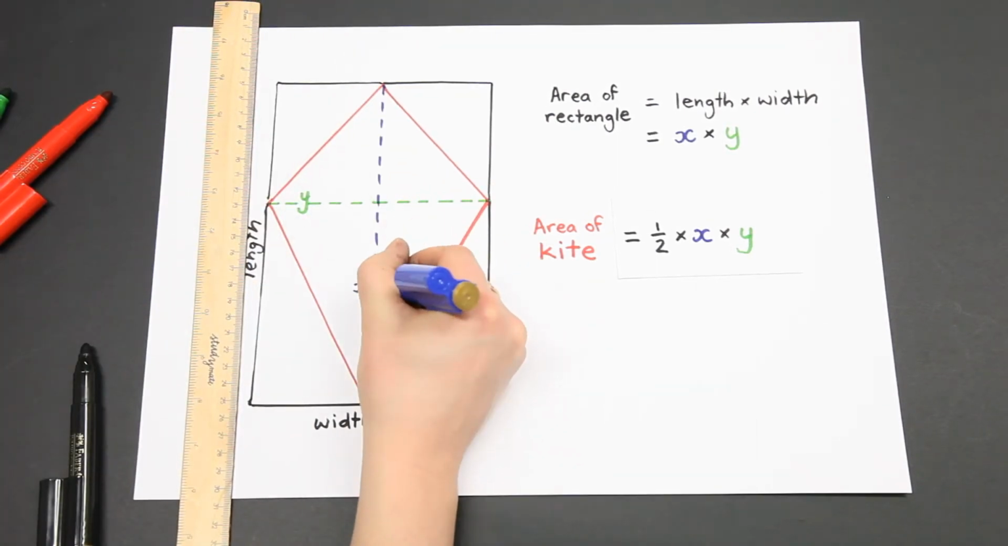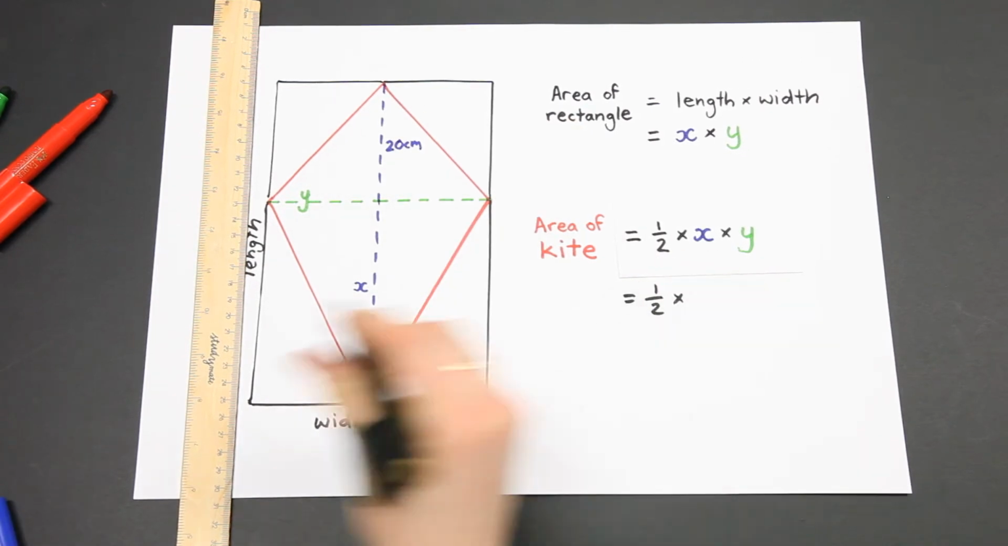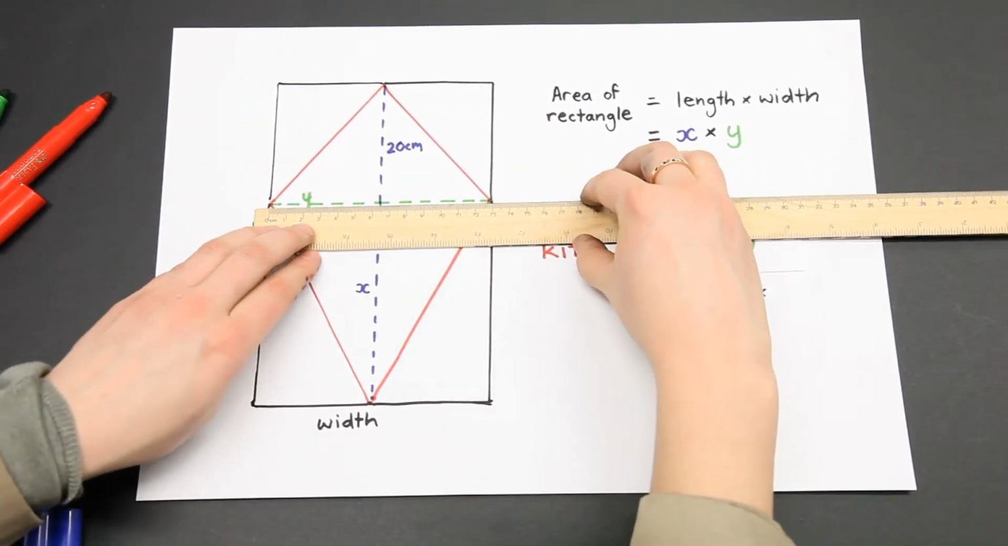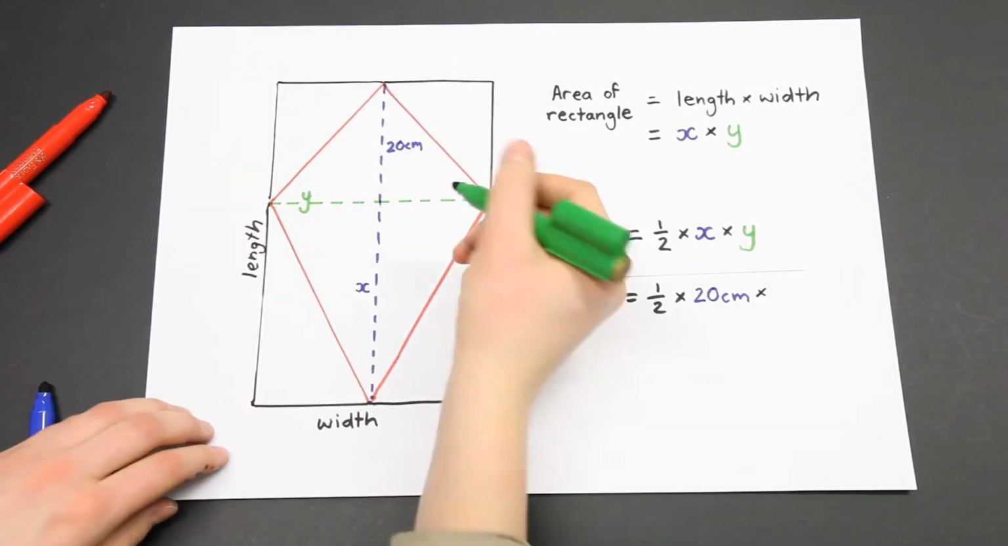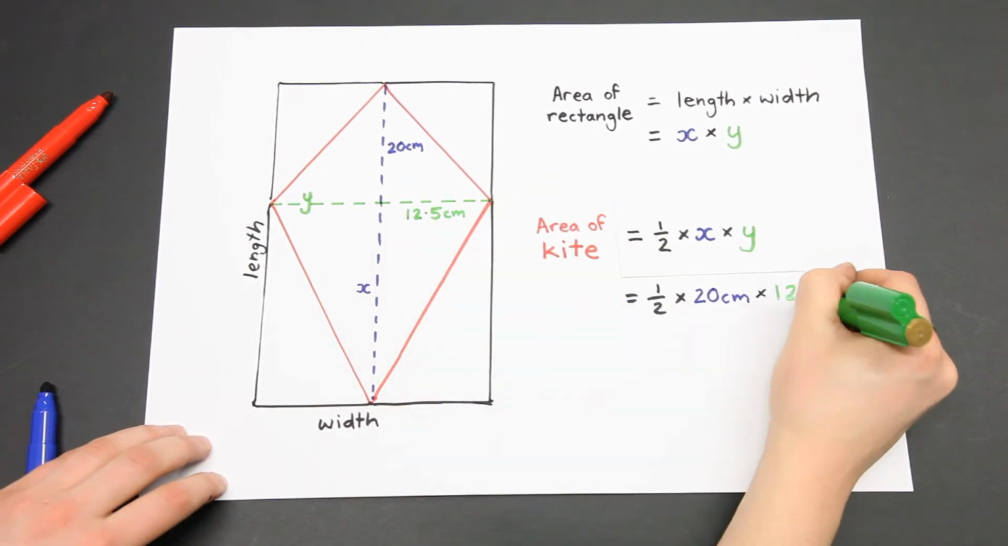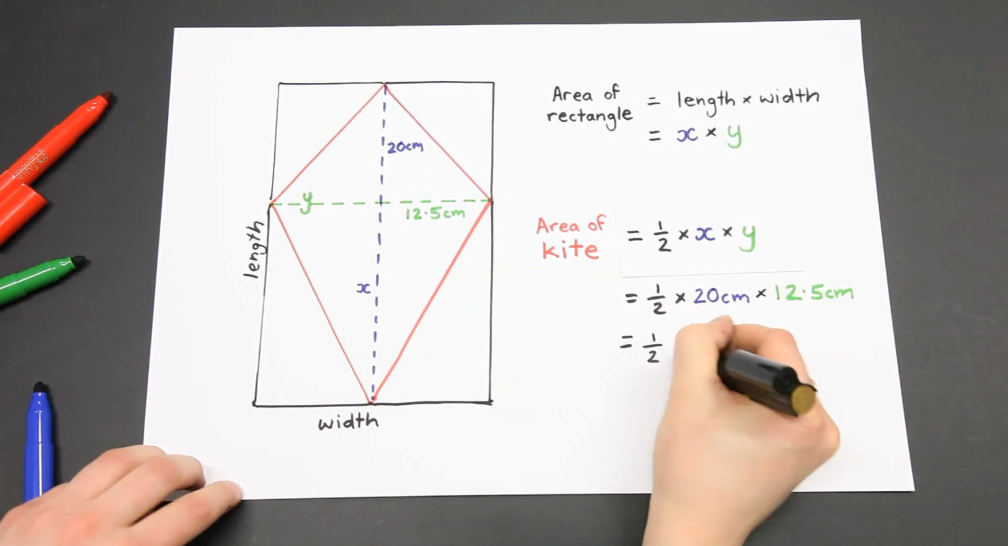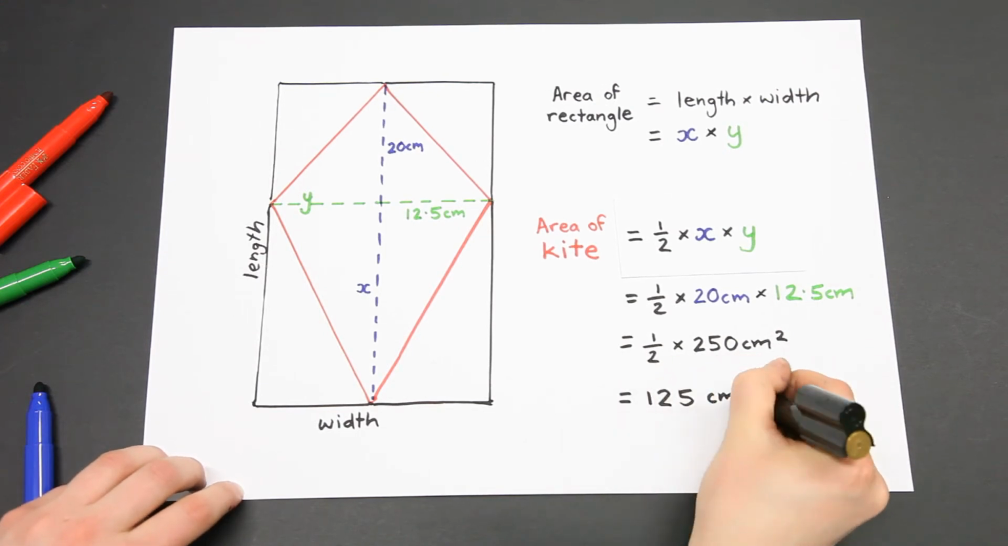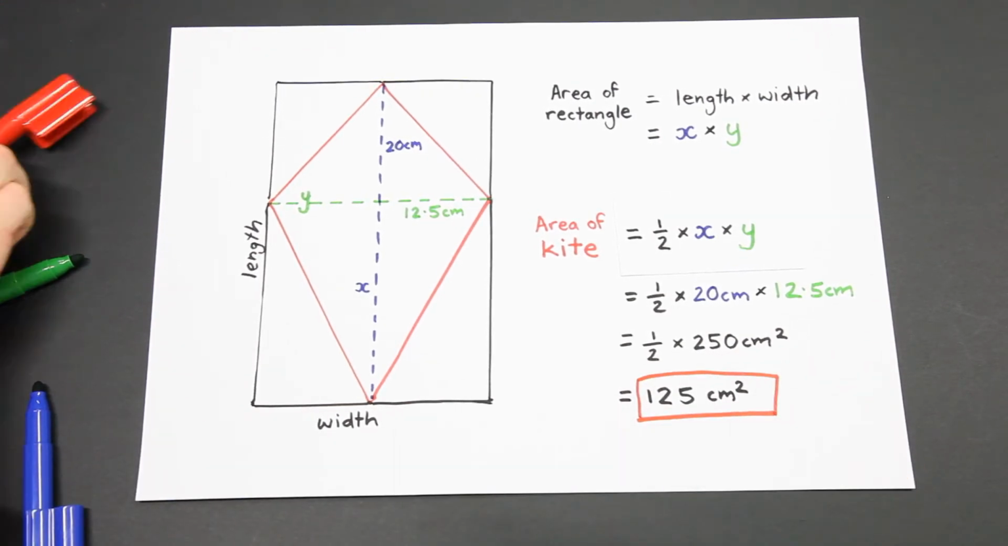So for this kite, the first diagonal is 20 centimeters long and the second diagonal is 12.5 centimeters long. So the area is half times 20 times 12.5, which is 125 square centimeters.